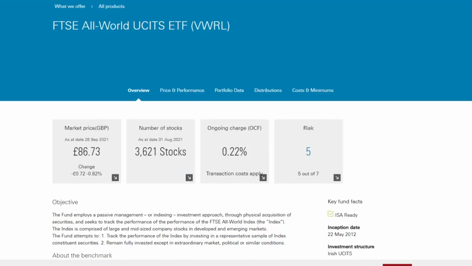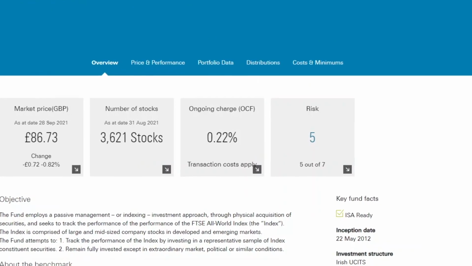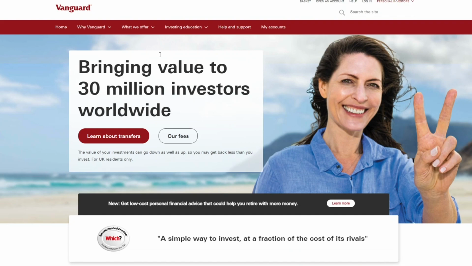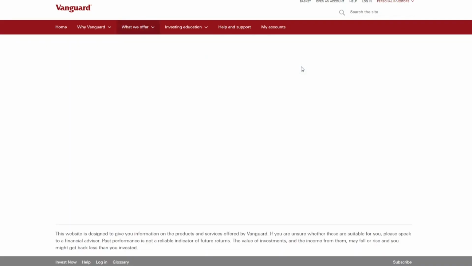A key part of picking any type of fund, whether it be ETF, index fund, target retirement funds or LifeStrategy funds, is by looking at the costs. All of the funds have ongoing charges that are displayed in an obvious place, but there are other types of costs that you should know about. To learn about the fees, click What We Offer, then Our Fees and Charges.